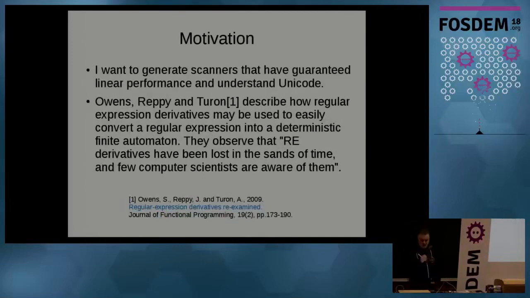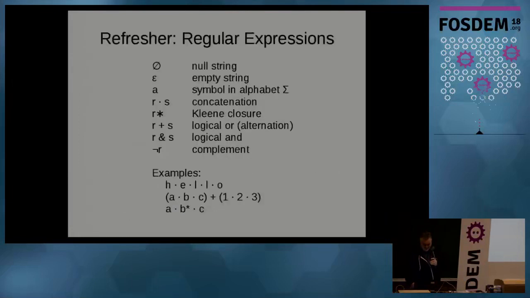And I came across a really great paper by Owens, Reppy, and Turon. And they described how you can use regular expressions to build a deterministic finite automaton, a state machine. And that sounded like exactly what I wanted. They said in their paper that these regular expression derivatives have been lost in the sands of time, and few computer scientists are aware of them. So hopefully after this talk, a few more computer scientists will be aware of this technique. It's pretty cool.